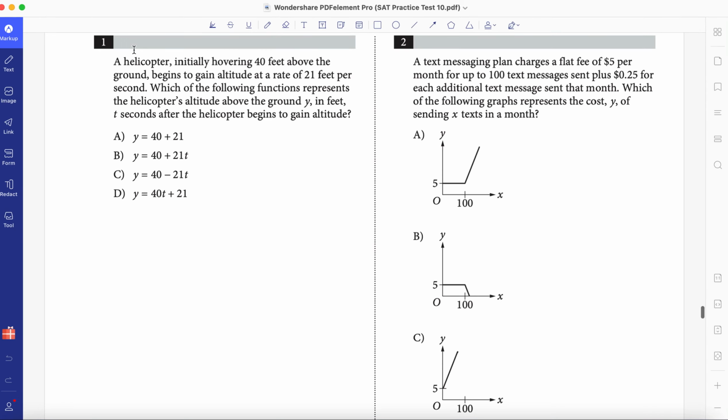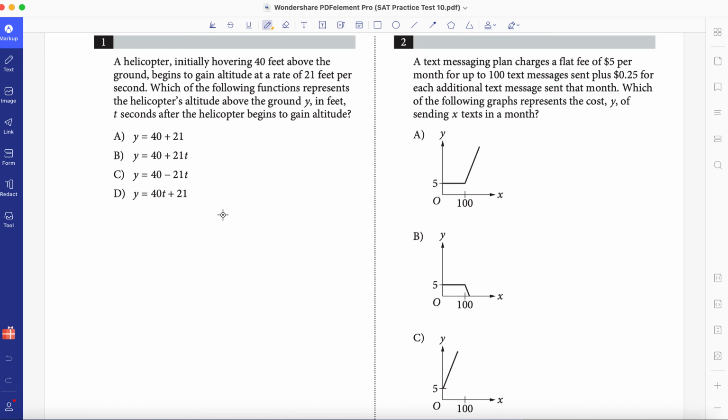In this video, we're going to be going through the SAT calculator portion of practice test number 10, and let's just get straight into it. So, a helicopter initially hovering 40 feet above the ground begins to gain altitude at a rate of 21 feet per second. Which of the following functions would represent?